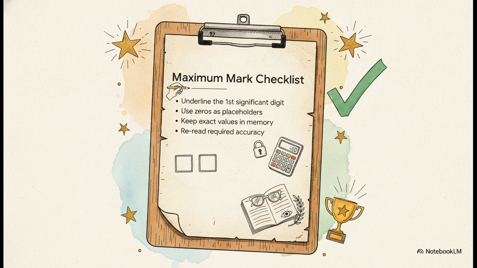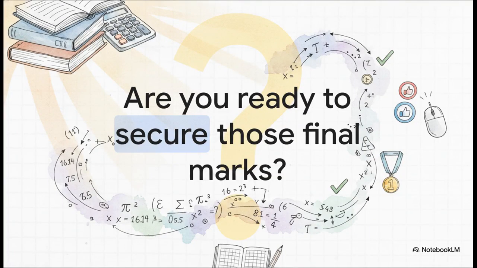Third, keep exact values like fractions or unrounded decimals in your calculator memory until the very last step. And finally, always reread the required accuracy at the end of the question before you put your pen down. Did they ask for significant figures or decimal places? Check it twice. So, the only question left is, are you ready to walk into that exam hall and secure those final marks? Remember, precision is power, and bad rounding should never ever steal a grade from you again.